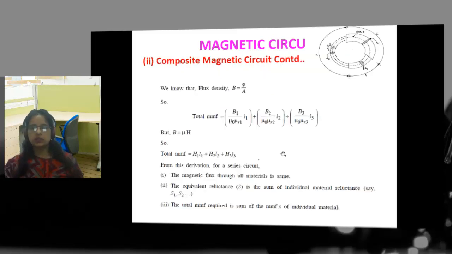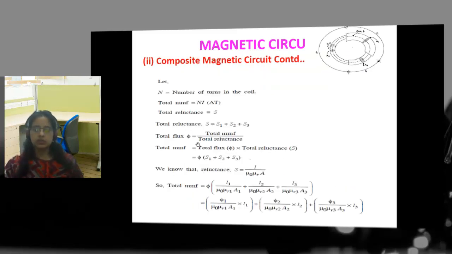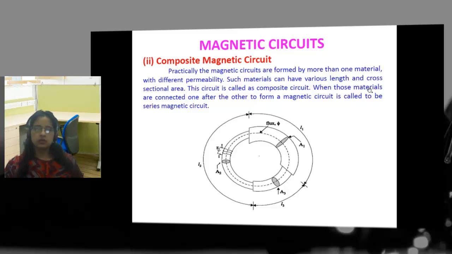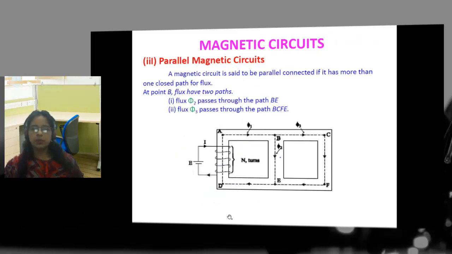Now parallel magnetic circuit. See, this was a series magnetic circuit, because magnetic materials are connected end to end. Now we'll talk about the parallel magnetic circuit, where this is one path, this is one path, this is one path. A magnetic circuit is said to be parallel connected if it has more than one cross path for flux. So if more than one path is there, then the circuit will be known as a parallel circuit.